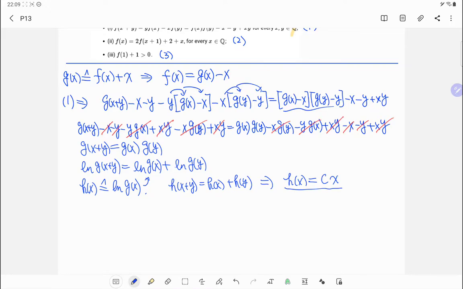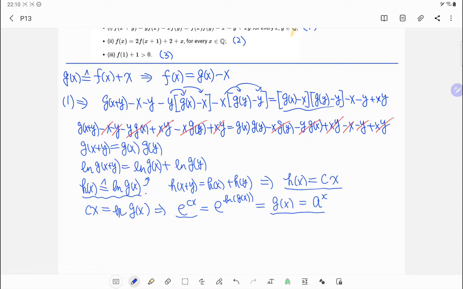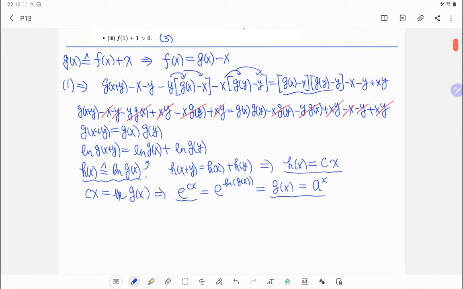Next, plugging in h(x), we get c times x equals ln g(x). Let us take the exponential function on both sides. So we have e to the cx equals e to the ln g(x). On the right side, we simply have g(x). And e to the cx, we can change the base of this exponent, like a to the x power, which means g(x) is a power function.